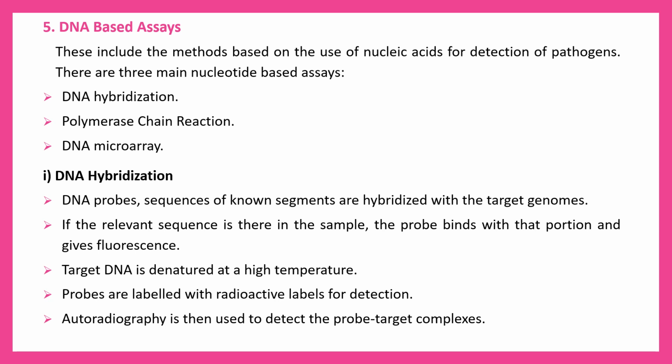First is DNA hybridization. DNA probes, sequences of known segments, are hybridized with the target genomes. If the relevant sequence is there in the sample, the probe binds with the portion and gives fluorescence. Target DNA is denatured at high temperature. Probes are labeled with radioactive labels for detection. Autoradiography is then used to detect the probe-target sample.